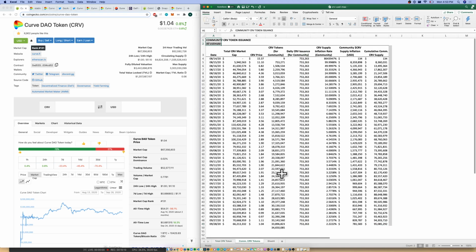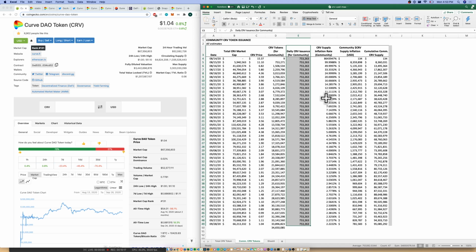I've also done that for community tokens. So pause your screen here. The community tokens for LPs, we get about 753,000 CRV issued for providing liquidity. And then based on gauges, that dictates which liquidity pool gets the daily CRV issuance.